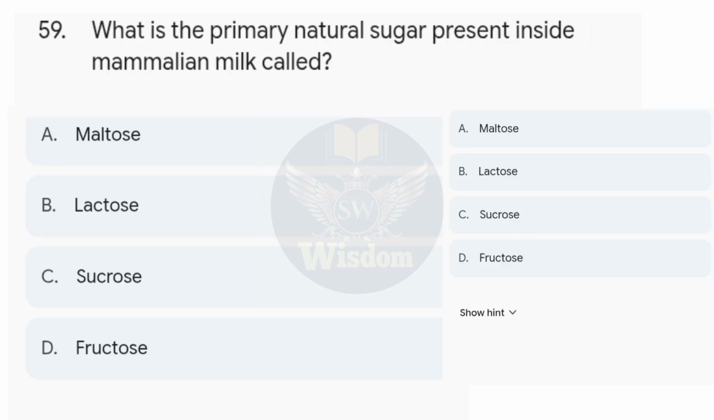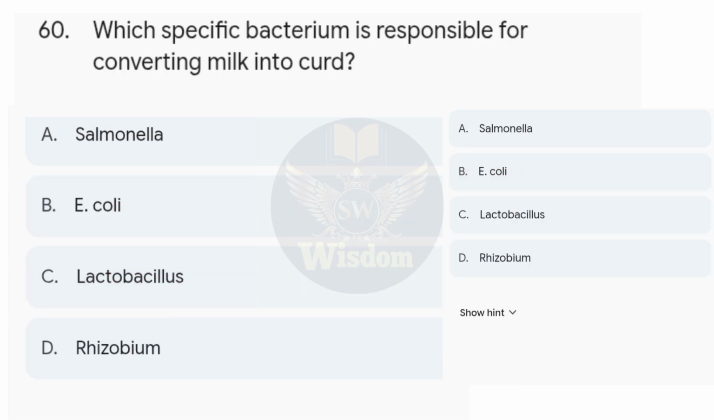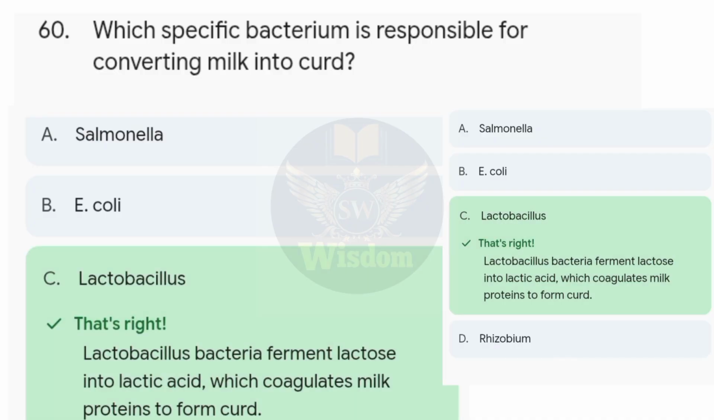Next question. What is the primary natural sugar present inside mammalian milk called? The correct answer is option B, lactose. Next question. Which specific bacterium is responsible for converting milk into curd? The correct answer is option C, lactobacillus.